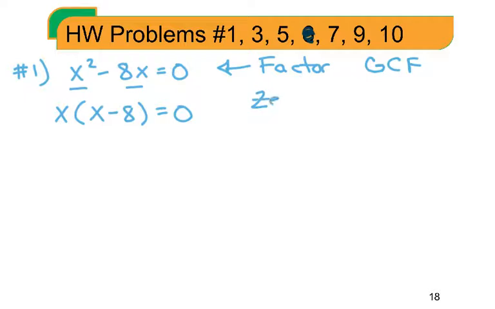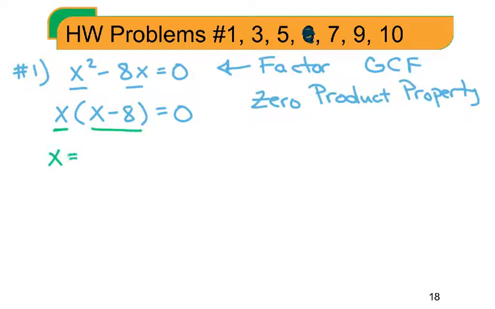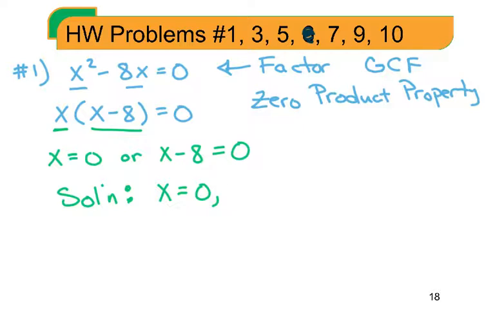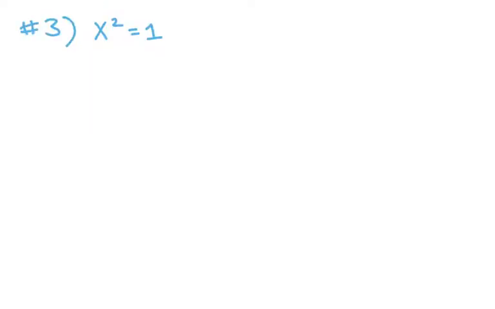And then remember, the whole point is we have this very nice zero product property. This is why we factor, because now we can set each of these factors equal to 0 and solve. So either x equals 0 or x minus 8 equals 0. So my solution is simply x equals 0 or 8. Two solutions. So that's work that we've done before.